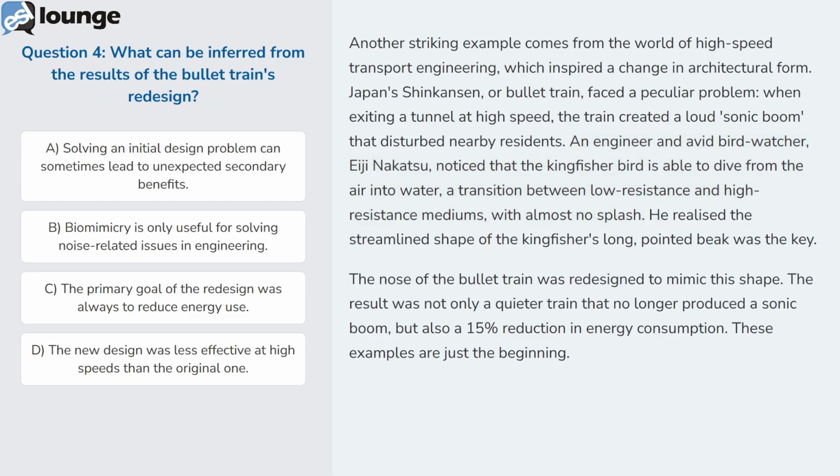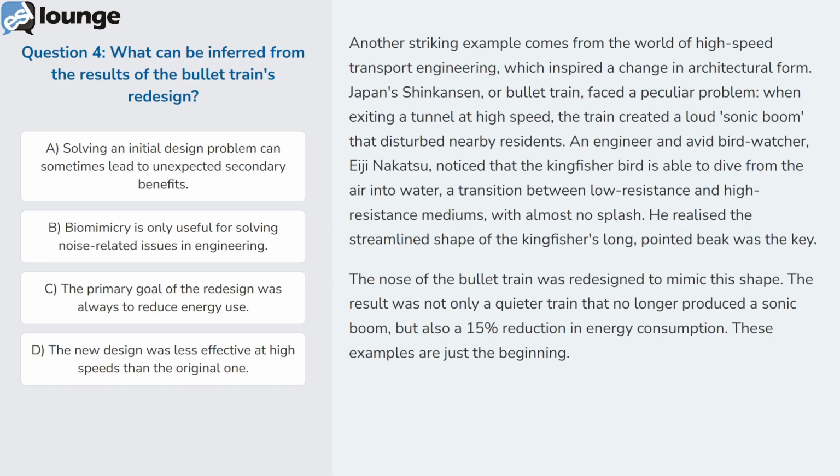Question 4. What can be inferred from the results of the bullet train's redesign? A. Solving an initial design problem can sometimes lead to unexpected secondary benefits. B. Biomimicry is only useful for solving noise-related issues in engineering. C. The primary goal of the redesign was always to reduce energy use. D. The new design was less effective at high speeds than the original one.